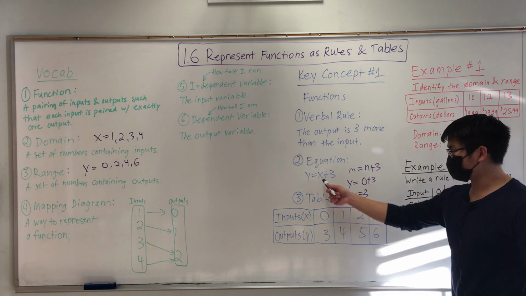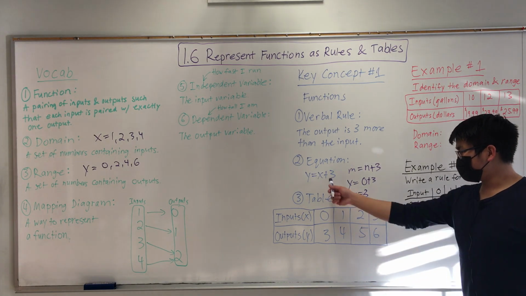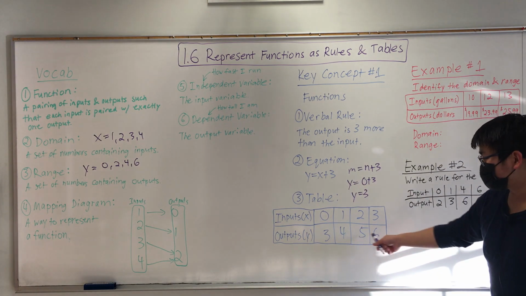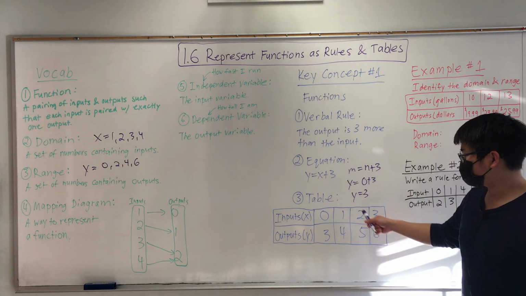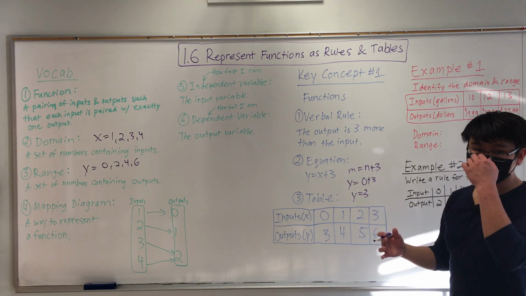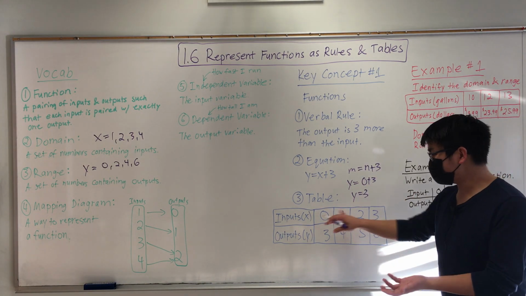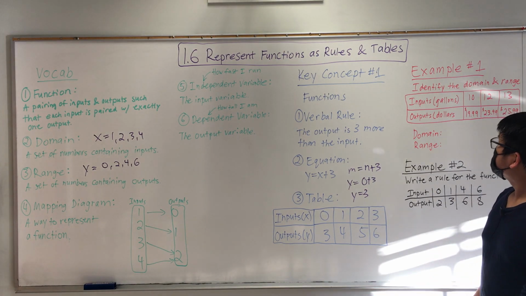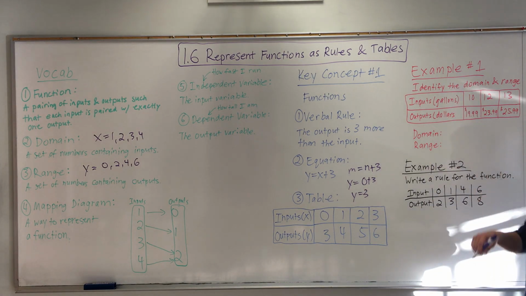And if we plug in 1 for x, 2 for x, 3 for x, we get these outputs right here. So we plug 1 into x, we get 4, 2 into x, we get 5, 3 into x, we get 6. So that's basically how a table works and how you can fill in a table if you're asked to do so. So let's take a look at the first example for this lesson.